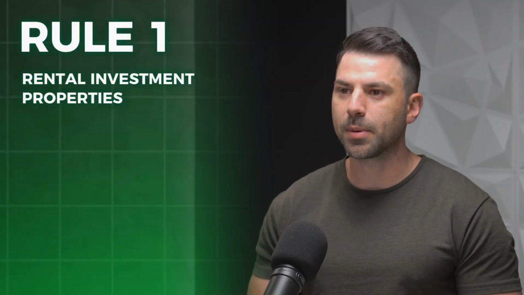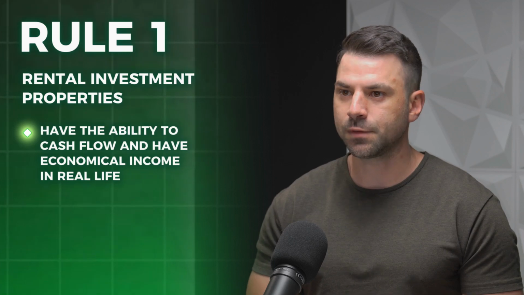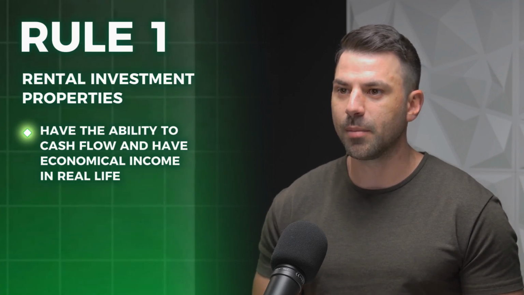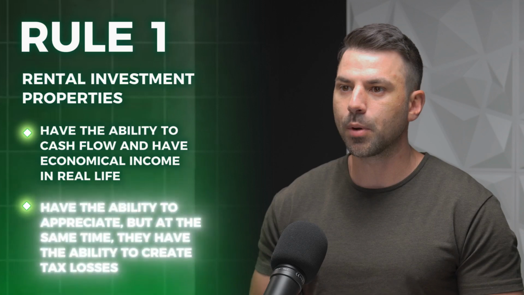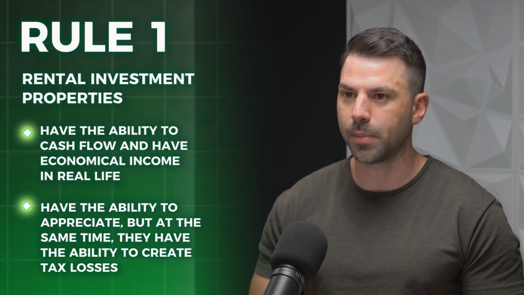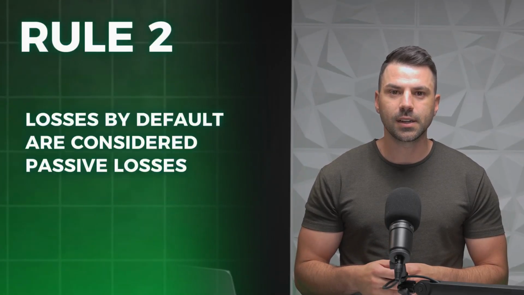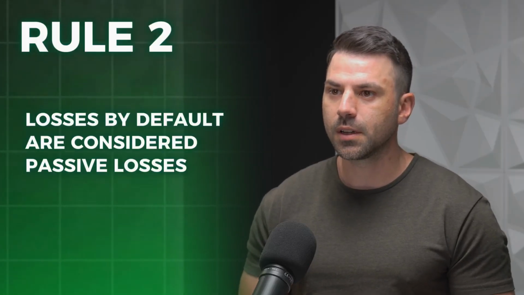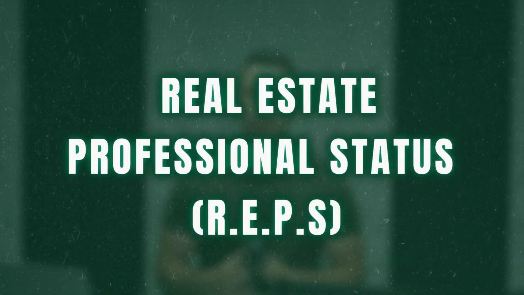The first thing you need to understand is two basic rules and principles about any kind of rental investment property. Rule number one is that rental investment properties often have the ability to cash flow and have economic income in real life for you. They have the ability to appreciate, but at the same time, they have the ability to create tax losses for you on paper. And rule number two about them that you need to understand is that those losses by default are considered passive losses. Real estate professional status, what's commonly called REPS. So we'll quickly touch on that, but that's another big piece to this you want to understand.